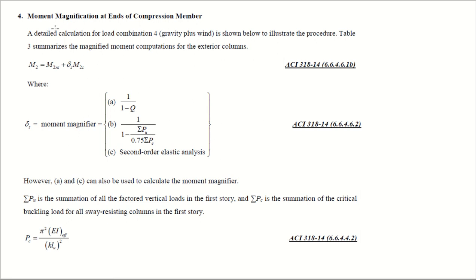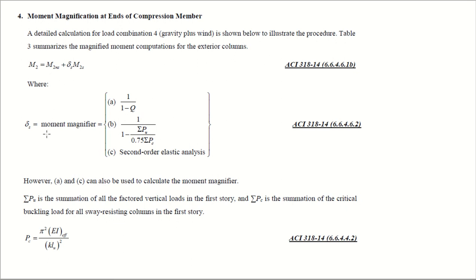So coming to the method, which is the moment magnification method. Moment magnification at ends of compression member. Compression member is column, right? A detailed calculation for load combination 4, gravity plus wind, is shown below to illustrate the procedure. Table 3 summarizes the magnified moment computations for the exterior columns. M2 is equal to M2 nonsway plus delta s M2s, where delta s is the moment magnifier. As it's clear from the name, the method is the moment magnification method.